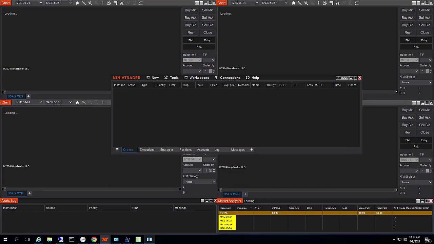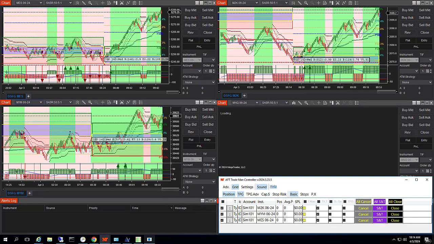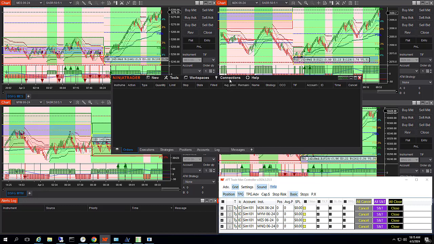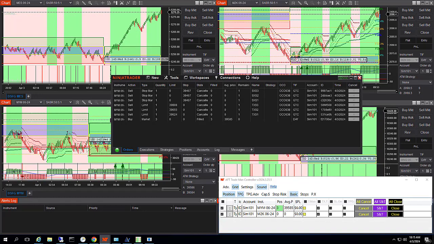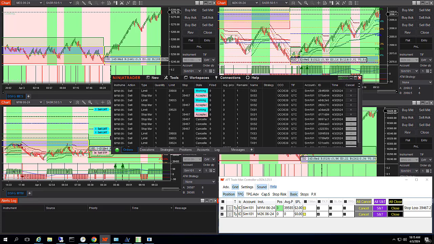The workspace loads, and data and order routing is connected. Historical data and order history are loaded by NinjaTrader on connection. The Trade Manager is ready and waiting, it places the missing orders and makes the position safe.